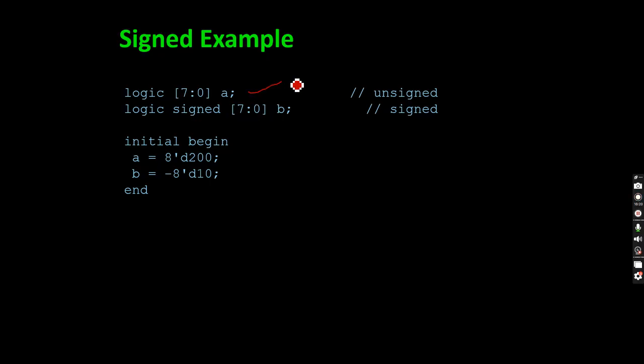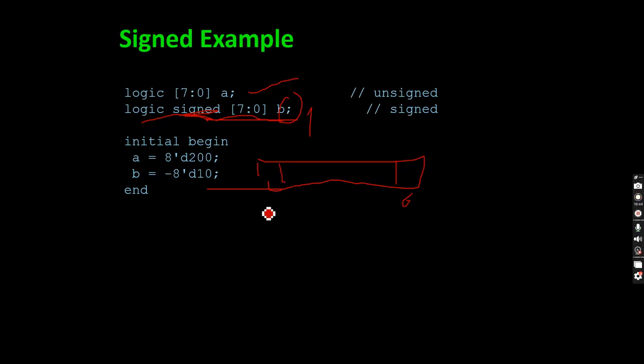See, by default logic is unsigned. But if you want to make our logic data type signed, we declare it like this: logic signed [7:0] b. Now b is able to store 8 bits of data, or 1 byte of data, which is signed. The last bit, the MSB, bit 7 here with bit 0 at the other end, can be allocated for the sign. If it is 0, the value is positive, and if it is 1, it is negative. Like that we can store both negative and positive values. So we explicitly use the signed keyword to make our variable signed.